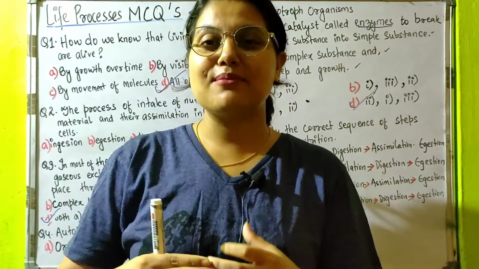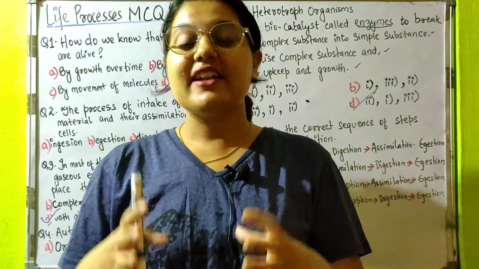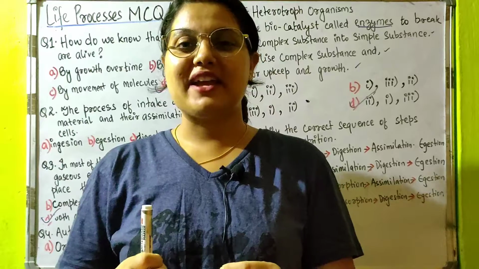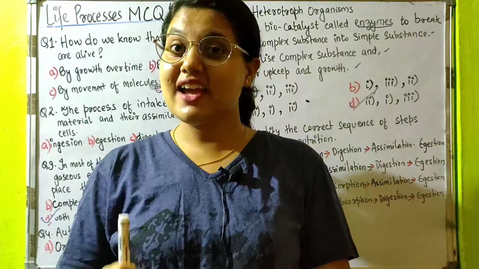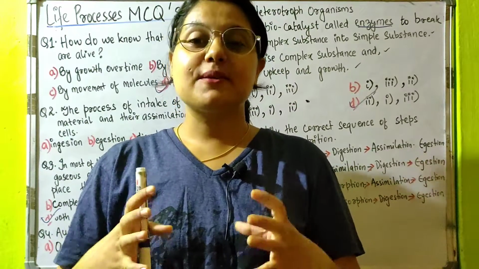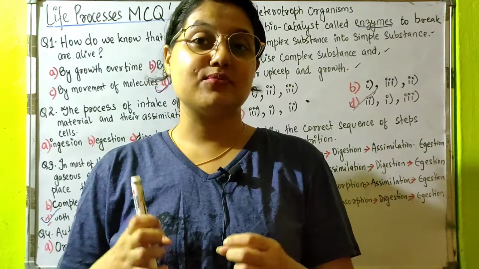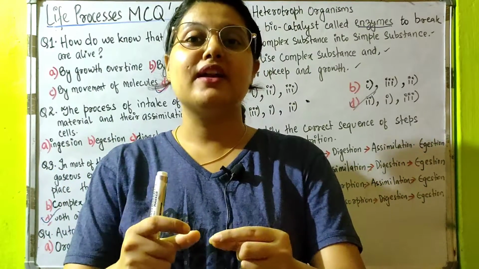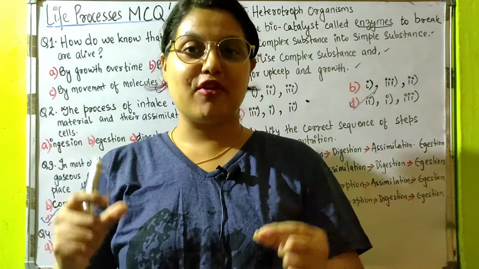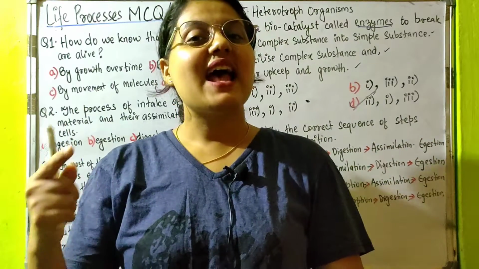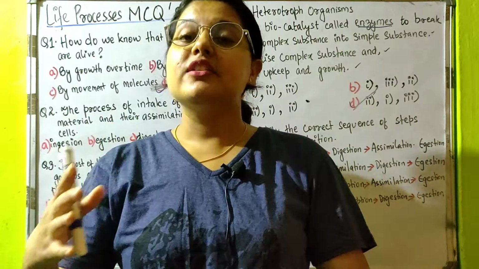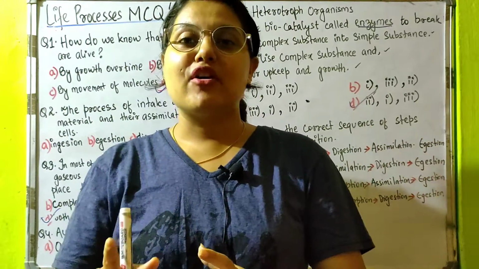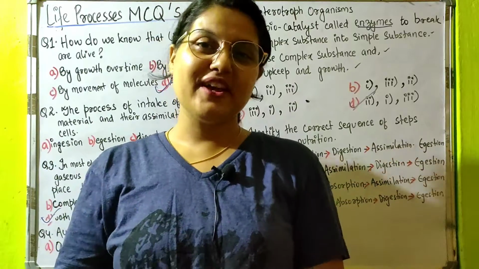Now those food can be carried by the blood. How are they carried by the blood? They are absorbed by the villi of the small intestine. After the simple substances are absorbed by the villi of the small intestine, they are carried with the help of the blood to different cells in the body, and that process is known as assimilation. After assimilation happens, the byproduct in the form of carbon dioxide and water is released from the body.